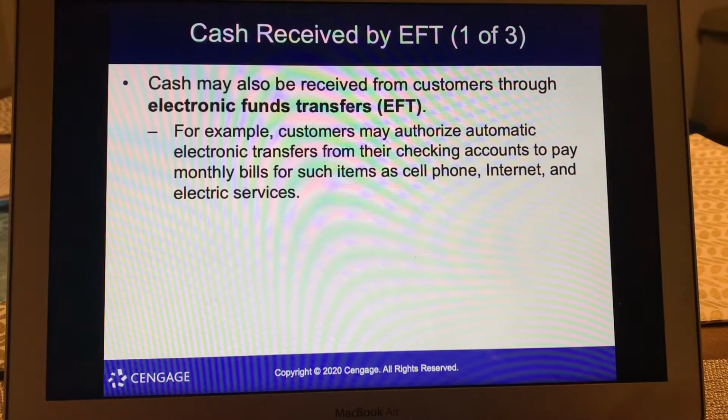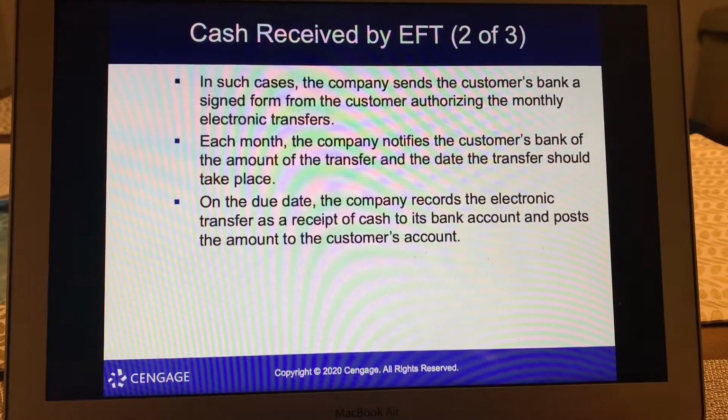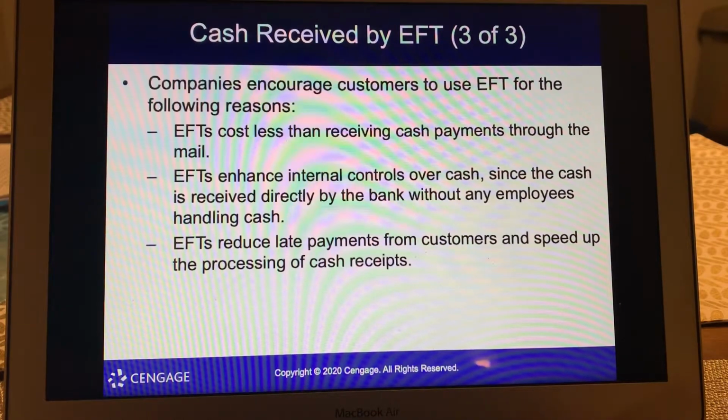Cash may also be received from customers through EFTs, electronic funds transfers. For example, customers may authorize automatic electronic transfers from their checking accounts to pay monthly bills for such items as cell phone, internet, and electric services. In such cases, the company sends the customer's bank a signed form from the customer authorizing the monthly electronic transfer. Each month, the company notifies the customer's bank of the amount of the transfer and the date the transfer should take place. On the due date, the company records the electronic transfer as a receipt of cash to its bank account and posts the amount to the customer's account.